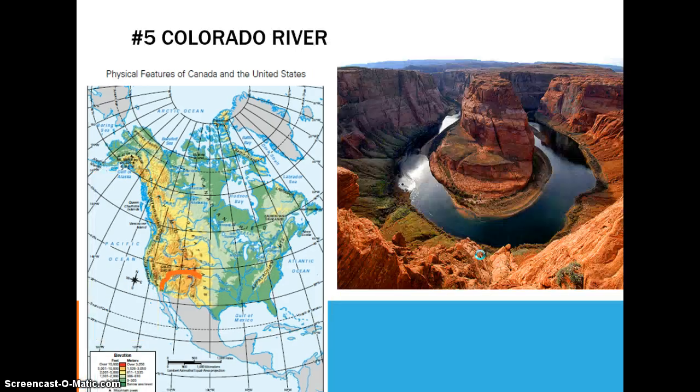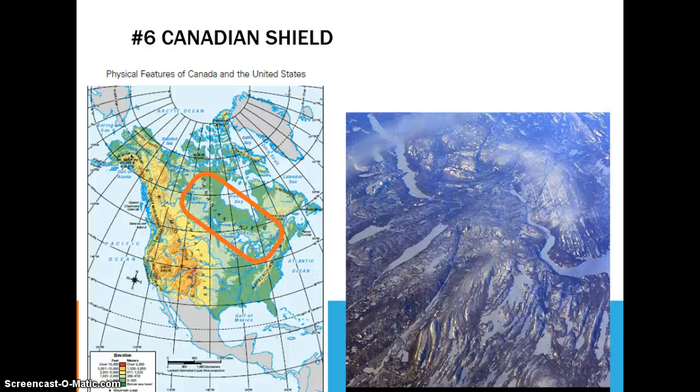Number 5, the Colorado River. You can see the Colorado River is running down into this area. The Colorado River is actually what carved out the Grand Canyon, as you can see in the picture here. Over time, it's actually the silt in the water that has been carrying through and carving out the mountains as it runs. The Canadian Shield.